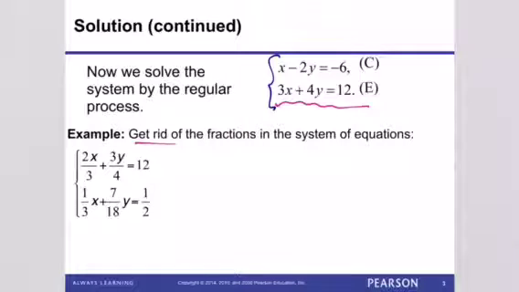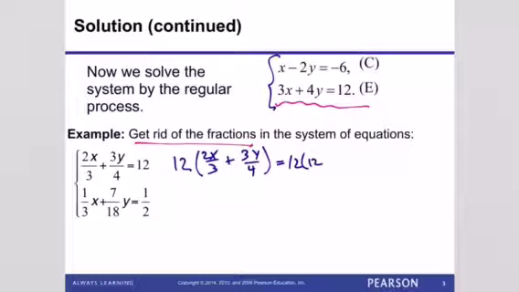Okay, so let's do an example. It says get rid of the fractions, maybe we should say eliminate the fractions in the system of equations. Once again, this first equation I'm going to multiply by 12. And don't forget to multiply by 12 on both sides of the equation, right? On the left side and the right side. I'm debating how much work to show here, but I think I'll show it all.